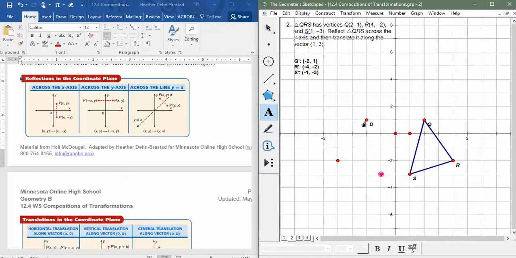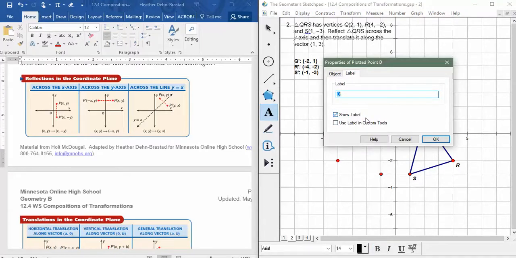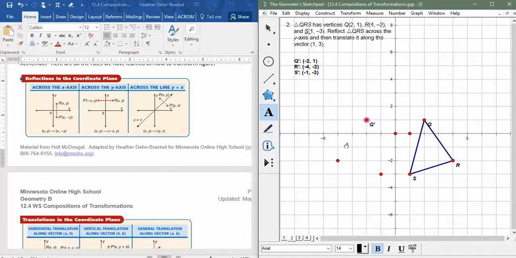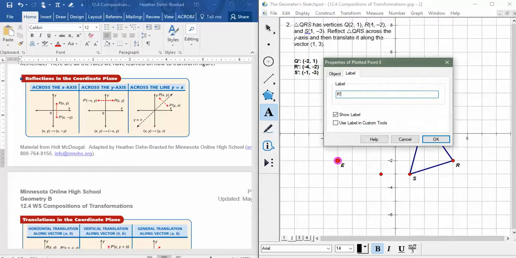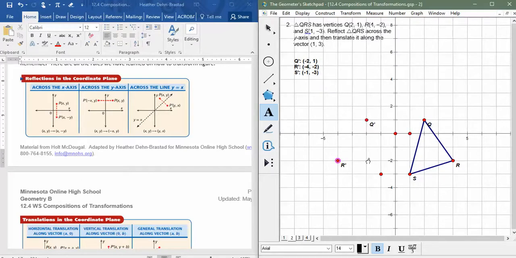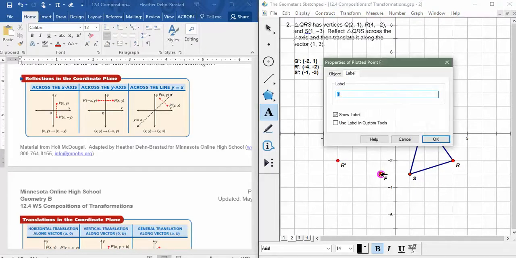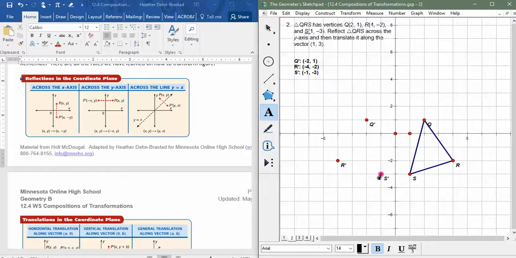So this point up here is Q prime. So Q with an apostrophe after it, capital Q with an apostrophe after it. This point here is R prime. And this point down here is S prime. And I will connect those with line segments. And you can see that that does indeed appear to have been reflected over the y-axis. Same shape, same size, just a reflection.